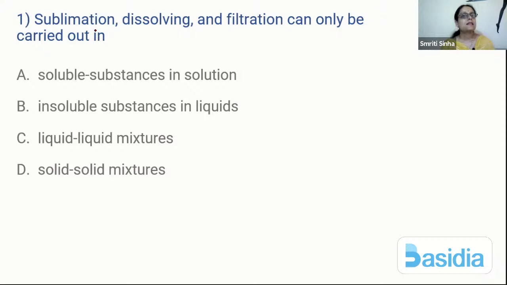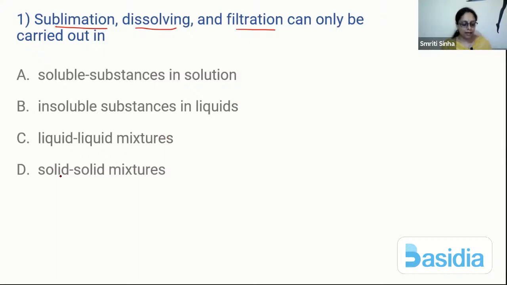First question: sublimation, dissolving and filtration can only be carried out in which type of mixture? Which type of mixture can undergo sublimation purification, dissolving, and filtration? Out of these options, which one do you think can be the correct answer?